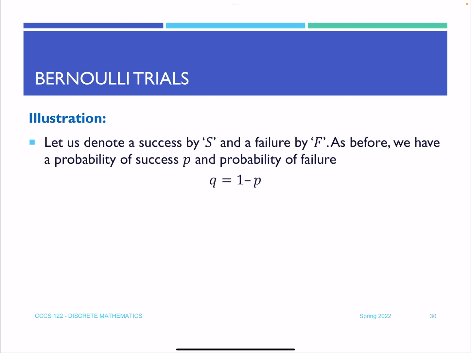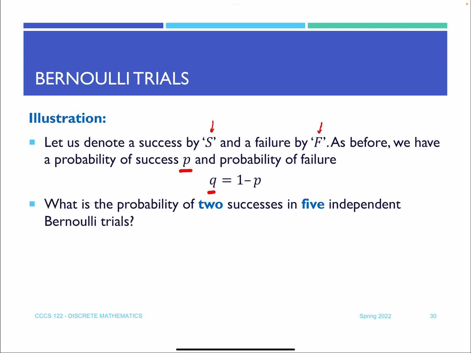So let's use S over here as shorthand for success, F as shorthand for failure. Like before, we have a probability of success P and a probability of failure Q equal to 1 minus P. What is the probability of 2 successes in 5 independent Bernoulli trials? So let's look at a possible sequence, one such as SSFFF, 2 successes, 3 failures after that. What is the probability that we will generate exactly this sequence?